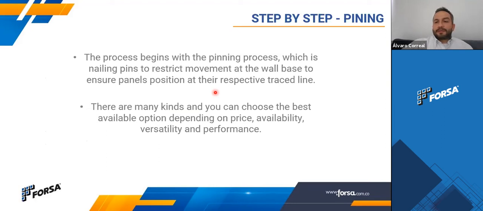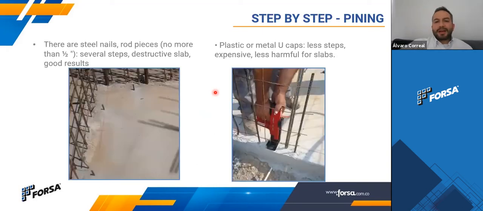Okay, so the first step after the preliminary is the pinning process. There are many kinds of elements that you can use for pinning. In this case, you can see here they use rod pieces or steel studs. This is the most common that you will see because it's cheap. It takes several steps because you have to drill, then you have to have pre-cut these studs, then you go with them and you hammer them. So you get good results, but it's kind of destructive to the slab.